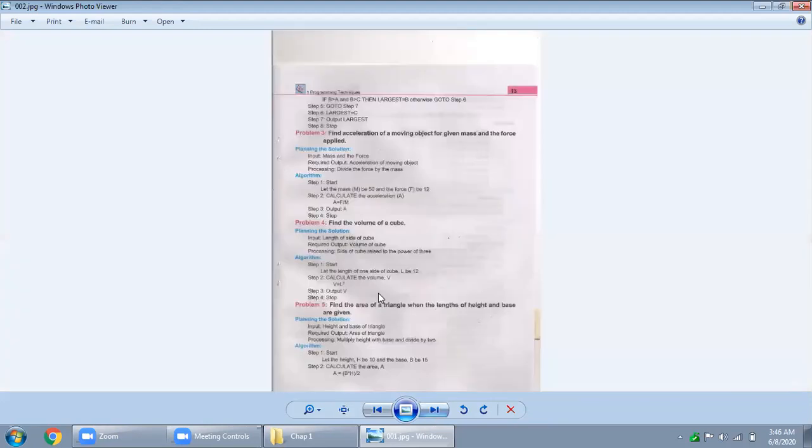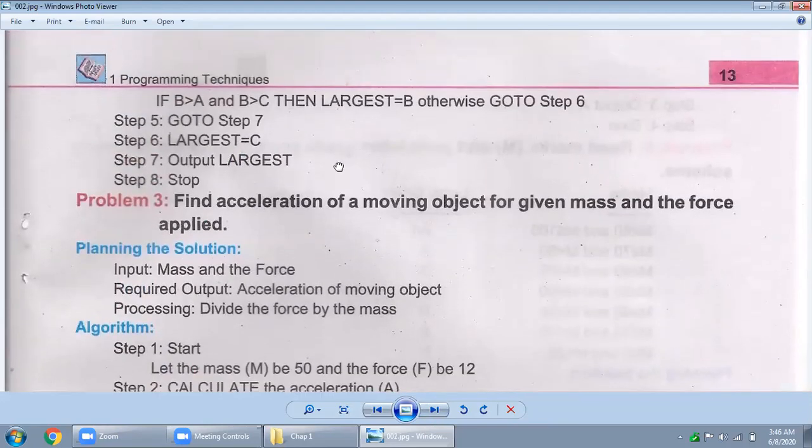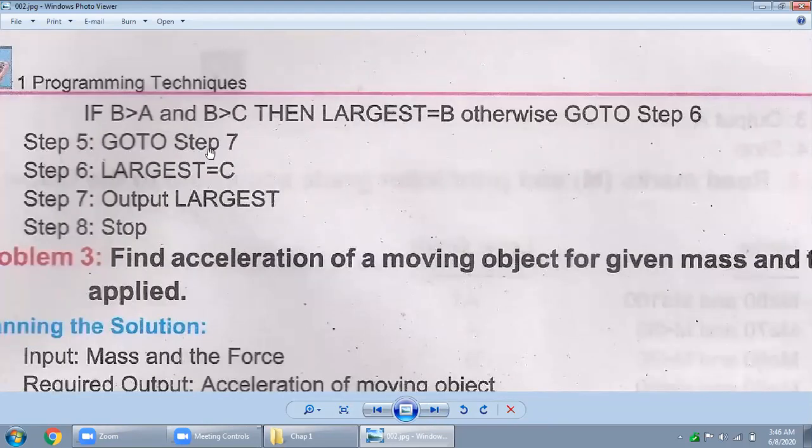So now check that condition. If B is greater than A and B is greater than C, then largest is B. Otherwise, go to step 6. And step 6 is largest is C.